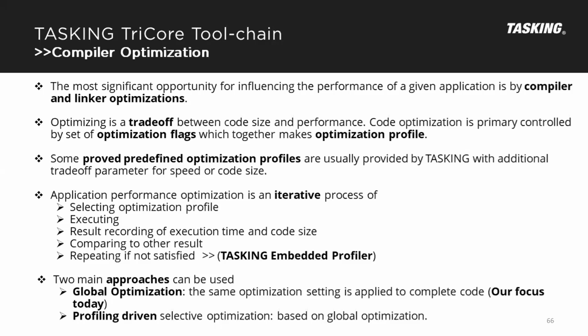In order to generally provide good optimization, it's based on some optimization flags. These optimization flags together build something called an optimization profile. When I speak about the optimization profile, I mean the set of the optimization flags that I use in order to influence code size optimization or performance optimization. And by the way, we will see here a couple of optimization profiles that are recommended from the Tasking side in the next slides. So feel free to use these optimization profiles if you would like.